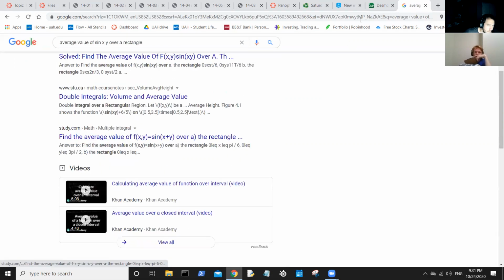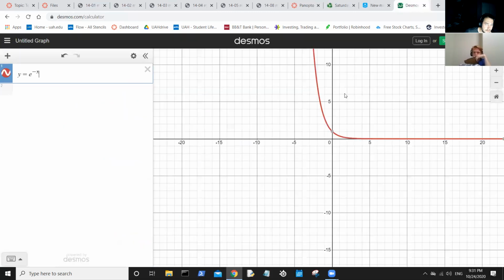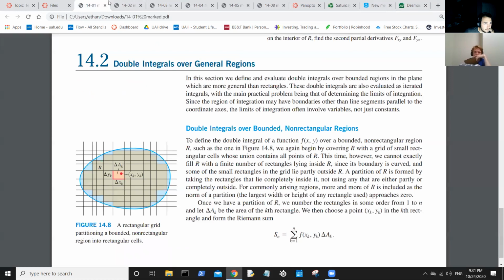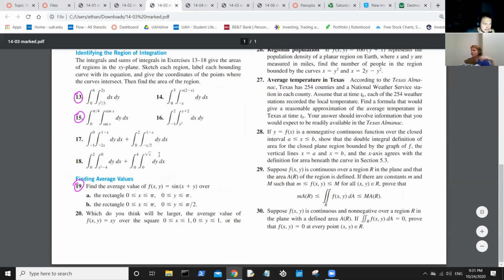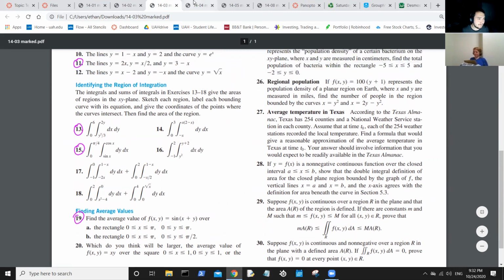I already got it. What is it? 14.3, number 19. Okay, I lied, I didn't have it. It's on the next page. I was gonna say, I thought you said 0. Yay! It's 0, boys. All right, so that's how you do that. All right, 14.3 completed.